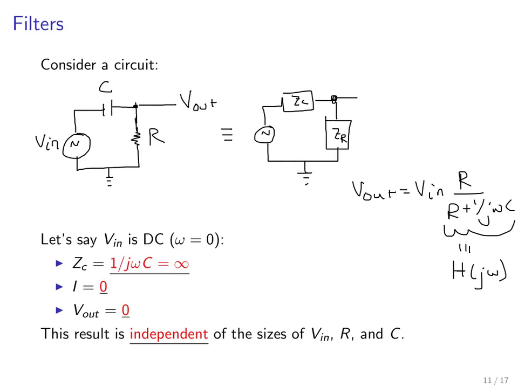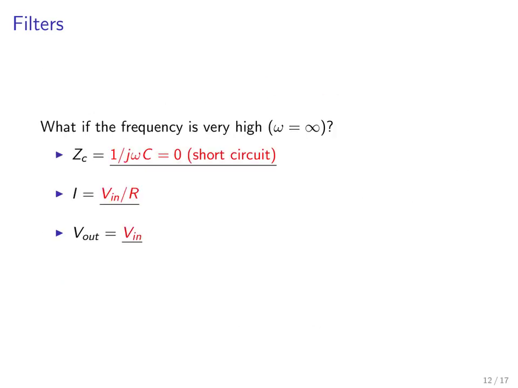So this result is independent of the sizes of V in, R, and C, right? If we turn up V in to 100 volts or 1,000 volts, we're still going to get no output voltage because this is an open circuit, so no current is flowing. Okay, so let's think about the opposite situation. What happens if the frequency omega is very high? So let's see what happens if omega is infinity.